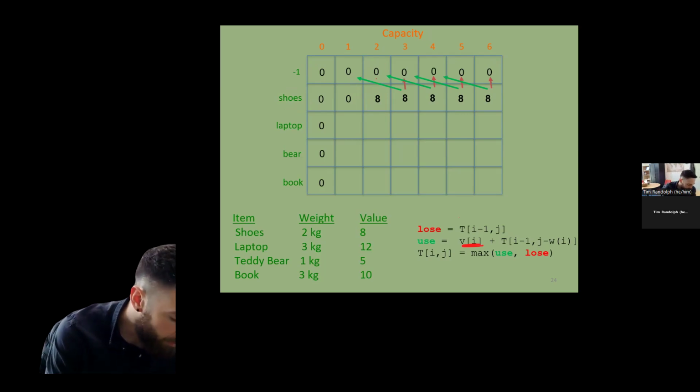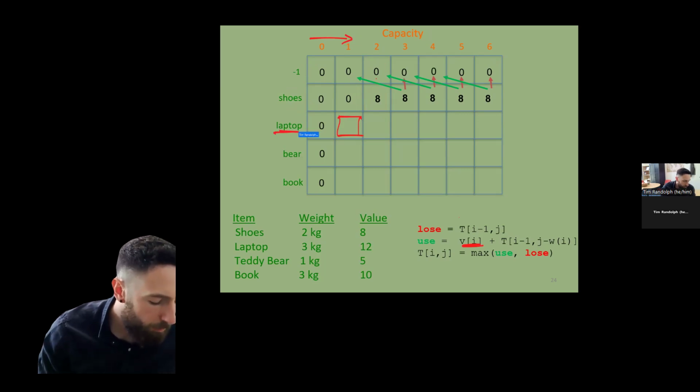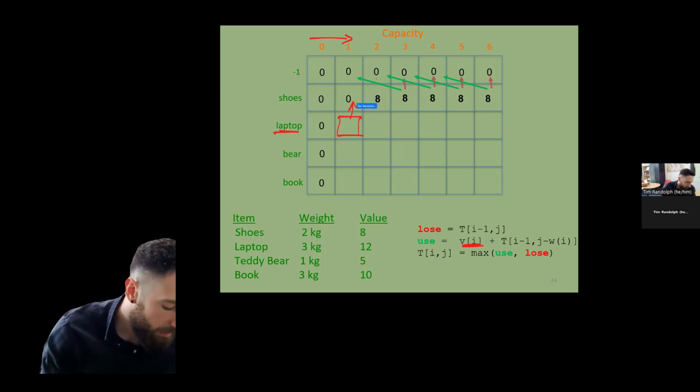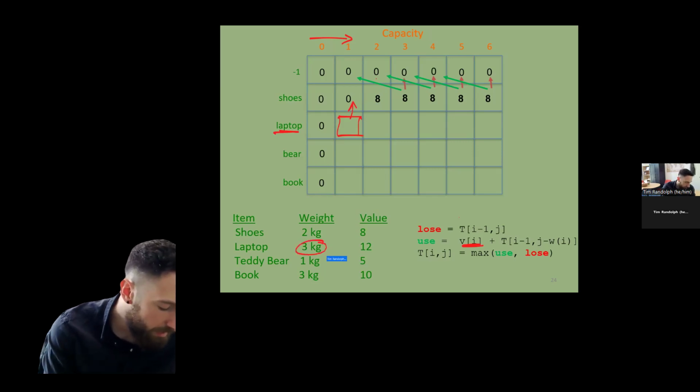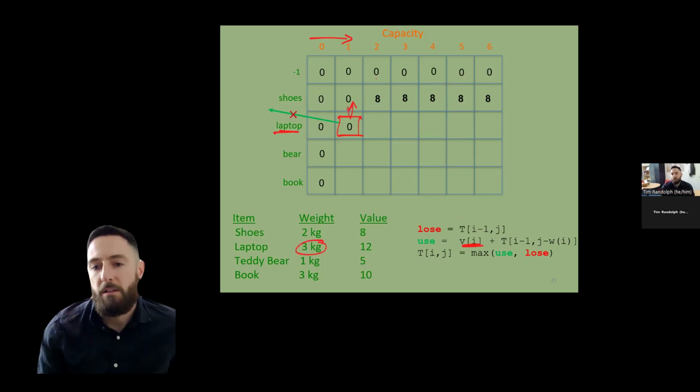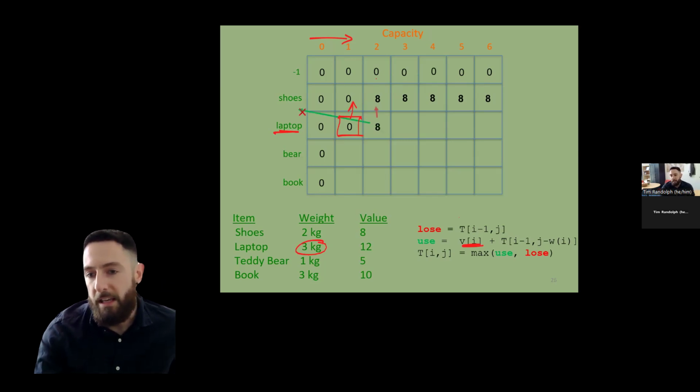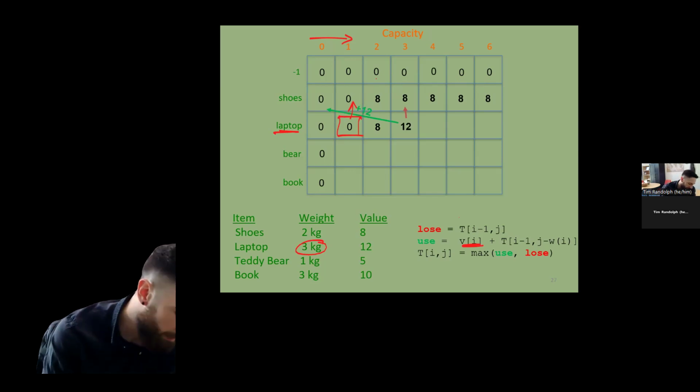Could make a very similar call for the laptop. I'm filling in this square. I'm asking if I have capacity 1, and I'm considering whether to use or lose the laptop, what's the best I can do? The lose case is just the same, but since the laptop has weight 3 kilograms, well, I can't actually use the laptop. Here I can't use the laptop. For this cell, I can use the laptop.